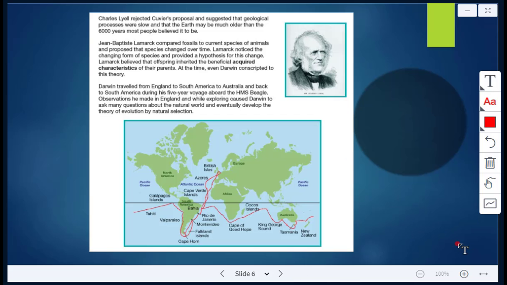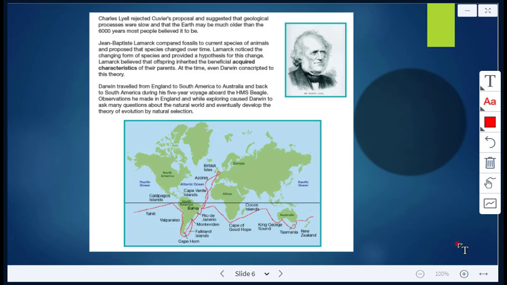All right, next we have Charles Lyell. He rejected Cuvier's proposal and suggested that geological processes were very slow, and that the Earth may be much older than 6,000 years, which is what most people believed it to be.